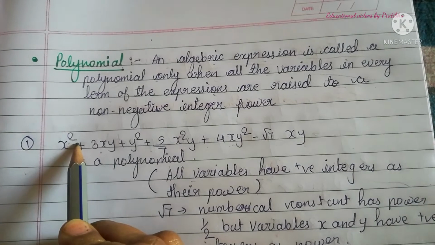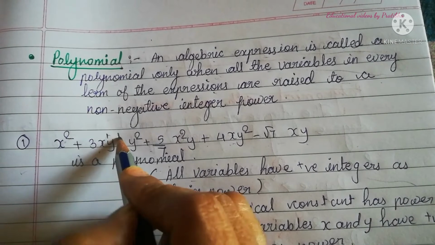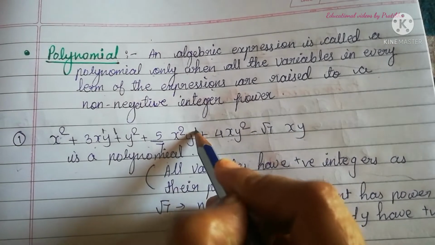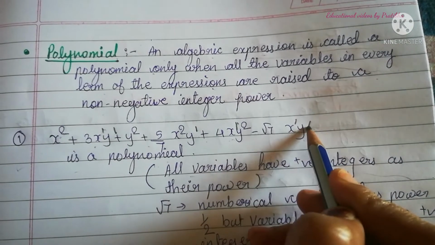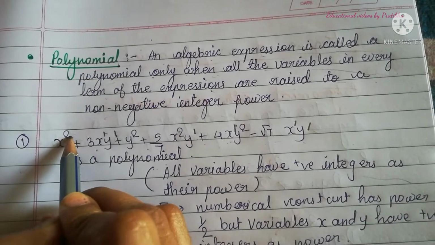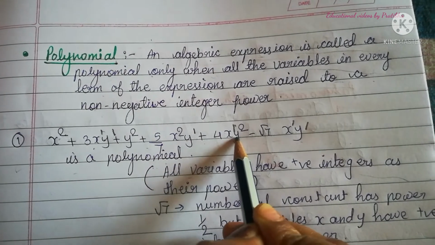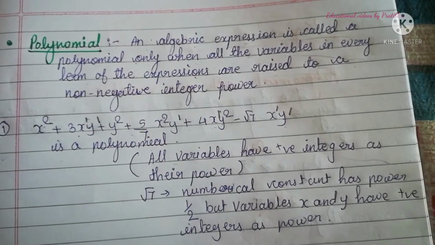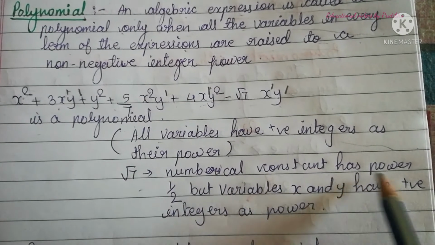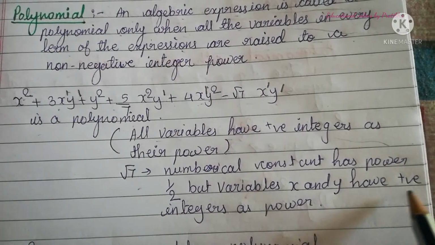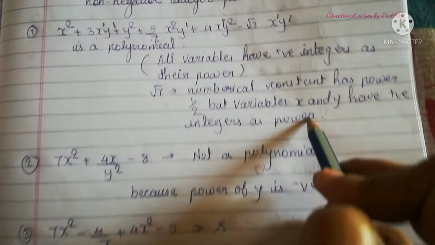If you see x square, xy, they are also having 1 as their degree. Then y square, x square y, x raised to power 1 y square, and x raised to power 1 y raised to power 1. These all are having positive integers in their powers. So the first criterion of the polynomial is fulfilled here. Then root 7 is there, but this is a numerical constant. A numerical constant may have power 1 by 2, but variables x and y have positive integers as power. So we'll be considering this example as a polynomial.